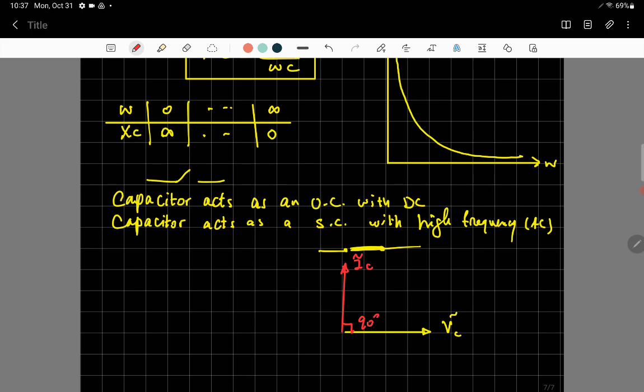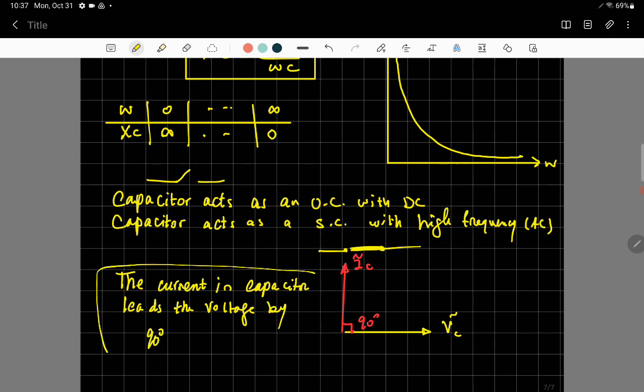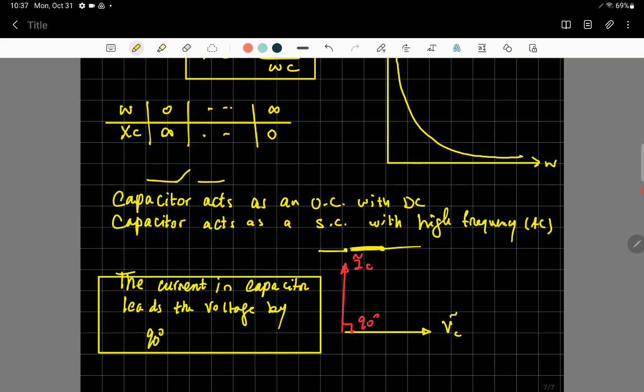So the current is different here than the inductor. The current is leading, so the current in the capacitor leads the voltage by 90 degrees, opposite to the inductor. The current in the inductor was lagging, but here it leads, it's ahead of the voltage, if we assume that the rotation is in the counterclockwise direction.